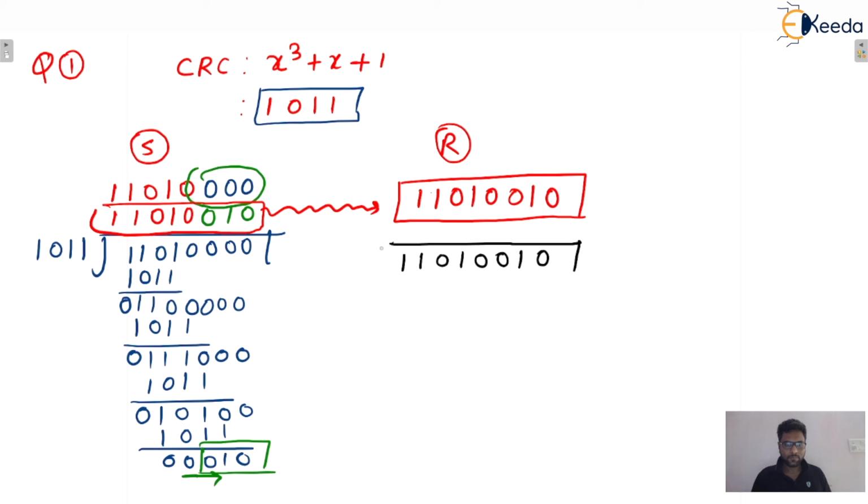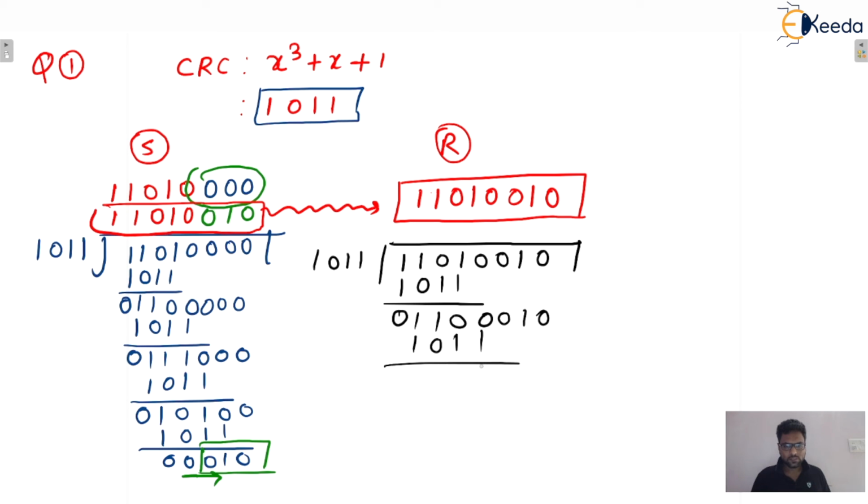So apply this: 1 0 1 1. Take the XOR operation and write down the remaining bits as they are. Again from the leading one, 1 0 1 1. This one will be 1 1 1 0 1. Then write down these as they are. Then this one will be 1 0 1 1.